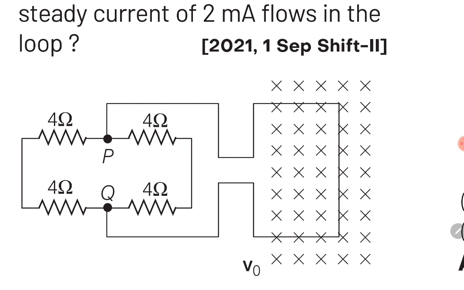So guys, by using the formula of motional EMF, we can calculate the total EMF in this circuit. And once we know total EMF, we can also calculate equivalent resistance in this circuit by using the simple concept of resistance in parallel and resistance in series. And guys, once we know total EMF and total resistance in this circuit, we can use Ohm's law. This law is given by EMF is equal to I into R, where I is the steady current flowing through this circuit. Guys, by using this concept, we can easily calculate the value of V0. Let's observe this in the solution in the next slide.